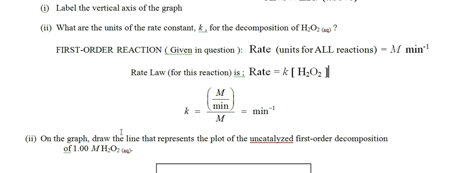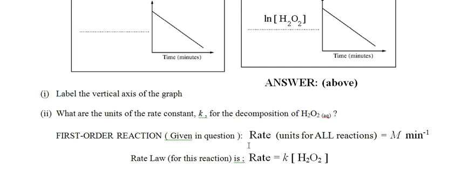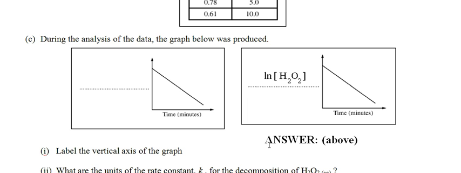Double I. On the graph below, draw a line that represents a plot of the uncatalyzed first-order decomposition of 1 molar hydrogen peroxide. Now, this question really did give you a lot of information. So we have first-order decomposition for the uncatalyzed. Now, let's recall, what does catalyzed mean? If the reaction has a catalyst, does the rate of the reaction go faster or slower than an uncatalyzed reaction? Hopefully you're saying that the catalyzed goes faster. All right, so what we need to realize with this slope that's given here, this represents the catalyzed reaction.